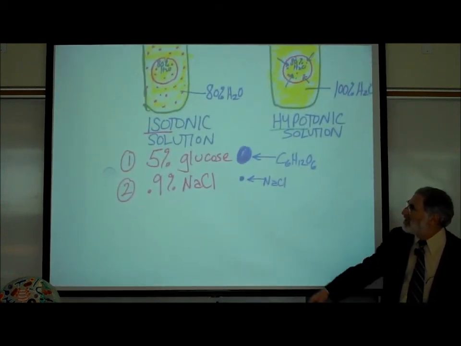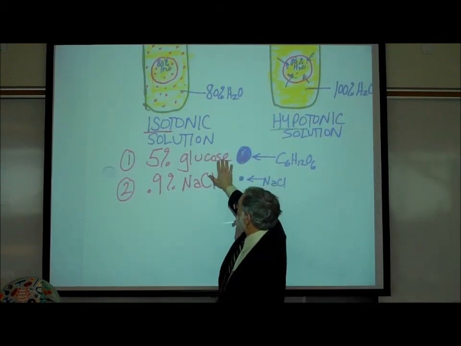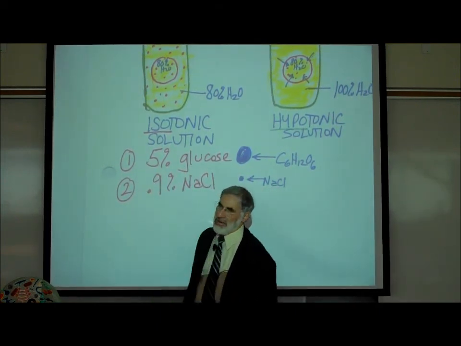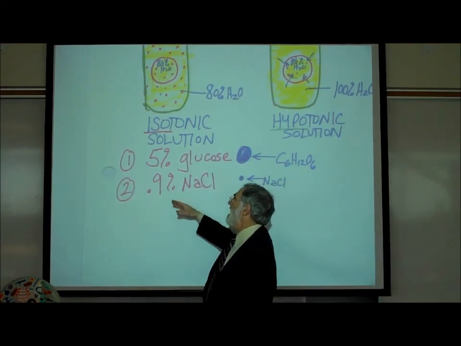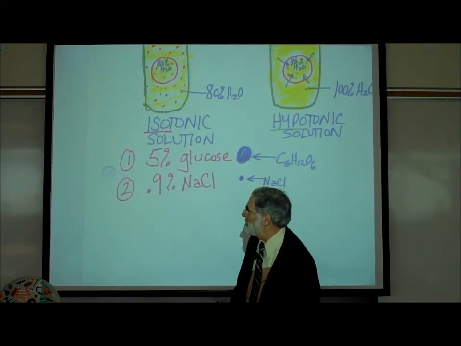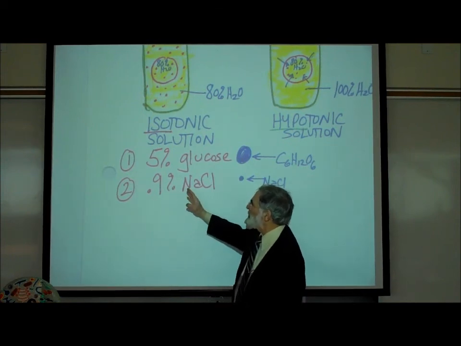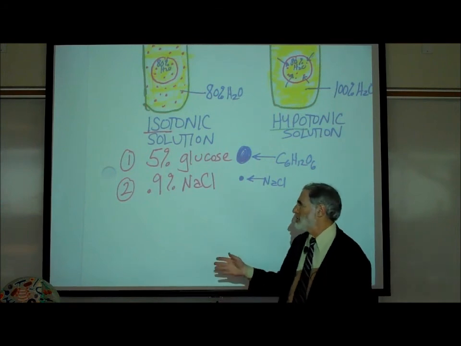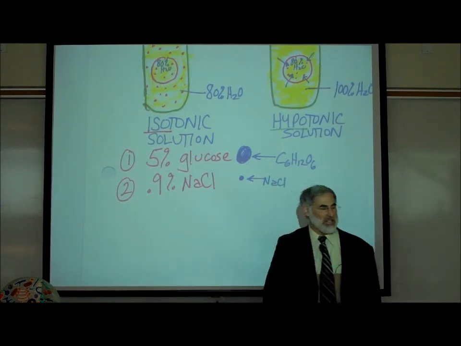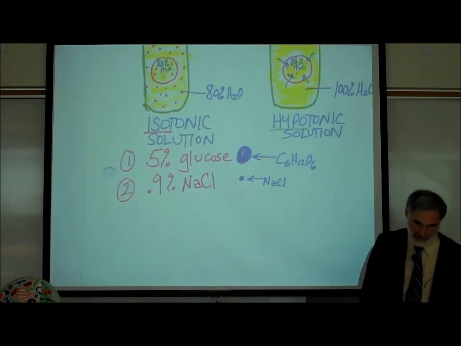Incidentally, any sugar solution with less sugar than 5 grams of sugar in 100 milliliters of water would be a hypotonic sugar solution, and any salt solution with less than 9/10 of a gram of salt in 100 milliliters of water would be a hypotonic salt or saline solution.